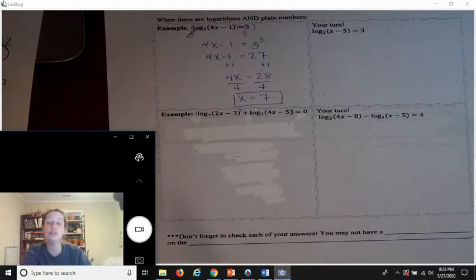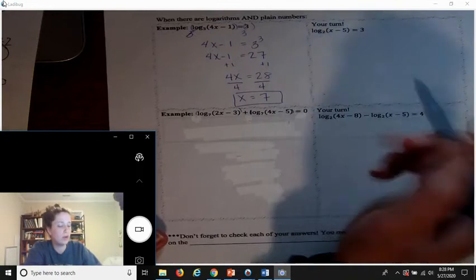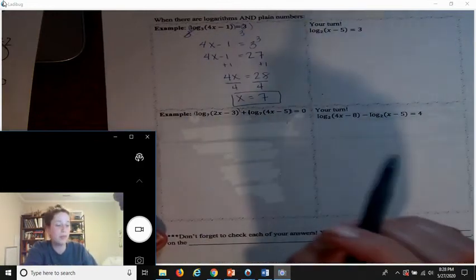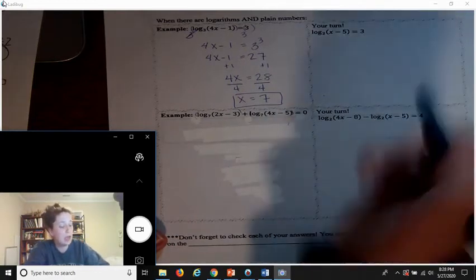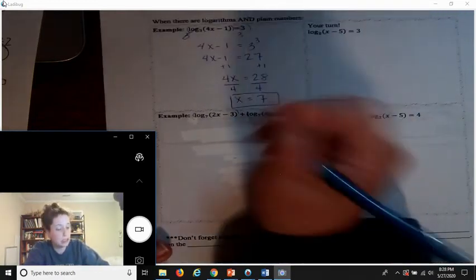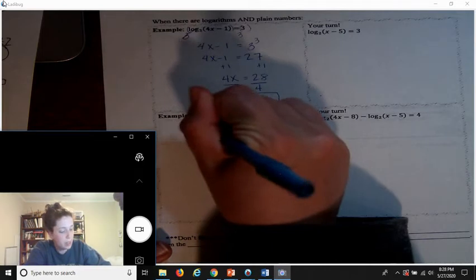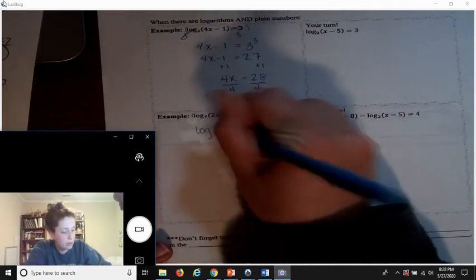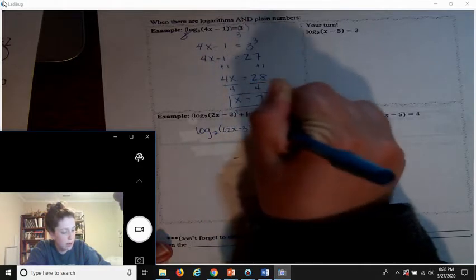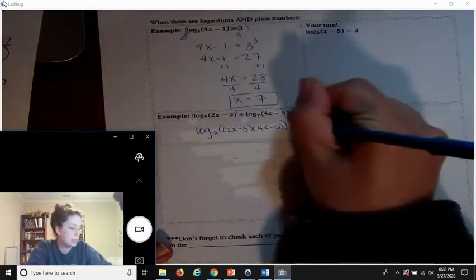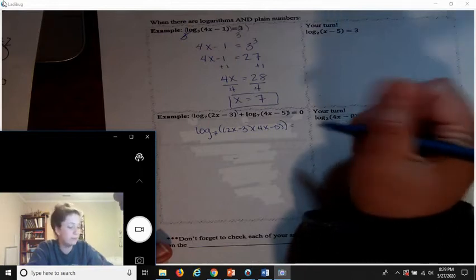And so what we have to do is combine this logarithm before we start. So we're going to use our logarithm properties. When we have them added with the same base, we can multiply the insides. So really this is log base 7 of 2x minus 3 times 4x minus 5. Then that's going to be equal to 0.